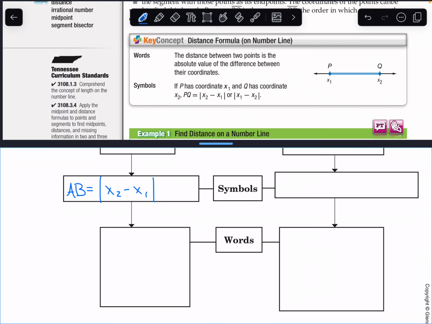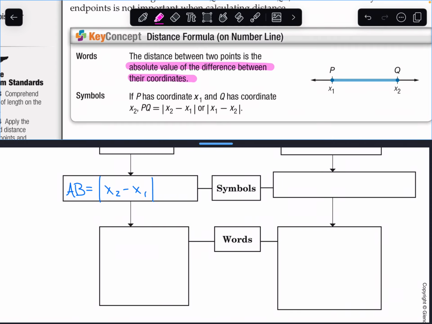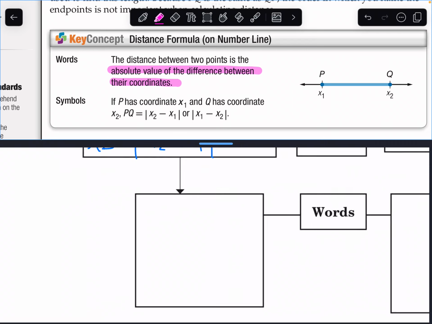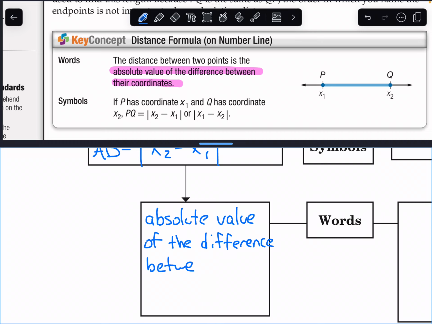How about in words? Let's take a look up here: the absolute value of the difference between their coordinates. I'll go ahead and highlight that there. Zoom in a little as I copy it down into this admittedly small box. Absolute value of the difference between coordinates.